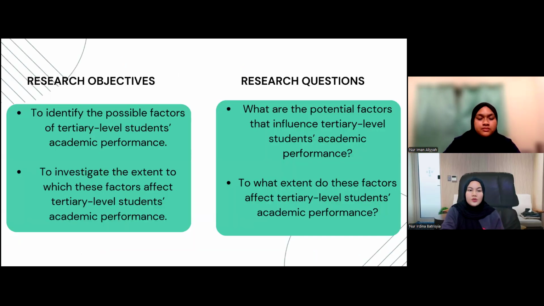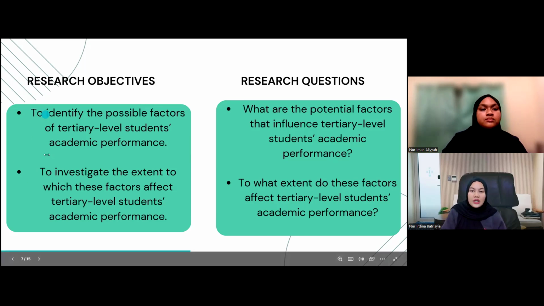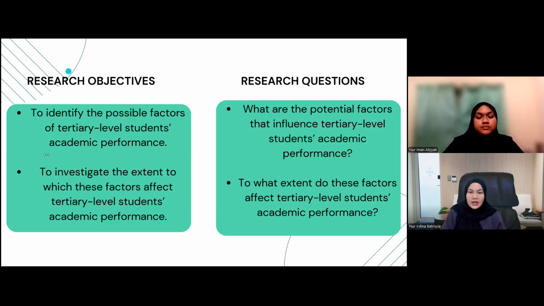And now we are moving on to the research objectives and also research questions. We have two research objectives, which are to identify the possible factors of tertiary level students' academic performance and to investigate the extent to which these factors actually affect tertiary level students' academic performance. And for our RQ, we have two, which are: what are the potential factors that influence tertiary level students' academic performance, and to what extent do these factors affect tertiary level students' academic performance? That's all for our RO and RQ.